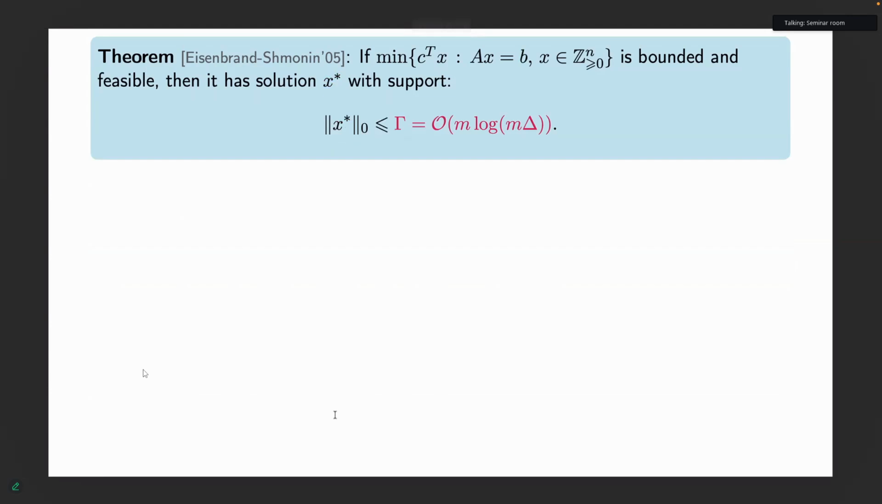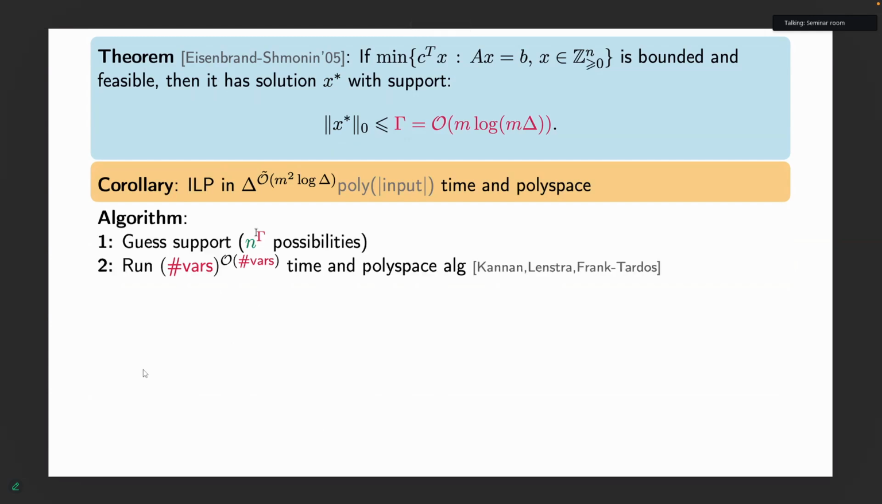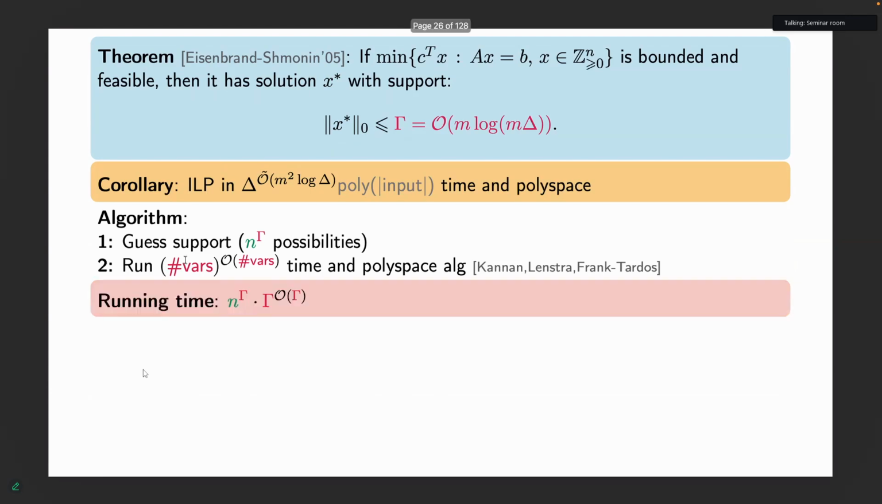Good. So let's see how to use it. I claim that as a corollary, you immediately get this running time. First, you do the most naive thing. You iterate over n, the number of variables, to your bound on the support, and guess the support. And then you just run the Kannan-Lenstra algorithm on this support. So you will have much fewer variables. So the running time would be n to the gamma, where gamma is this bound from the support bound, and then you run Kannan-Lenstra.